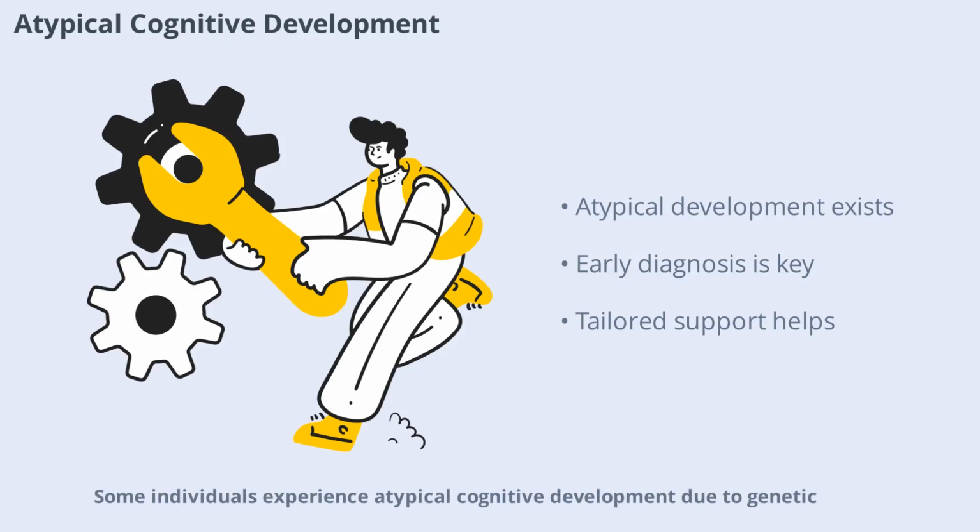Some individuals experience atypical cognitive development due to genetic, neurological, or environmental factors. Conditions such as autism spectrum disorder, intellectual disabilities, and ADHD can affect learning and thinking. Early diagnosis and tailored support are essential for helping these individuals reach their full potential.